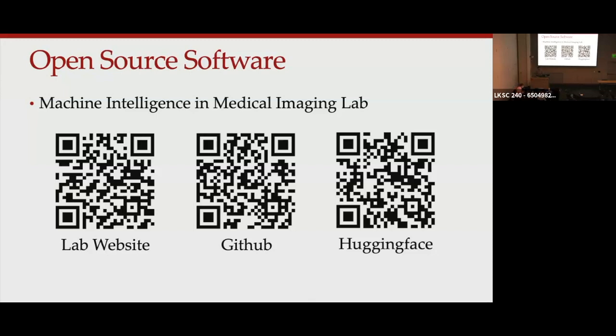Great. Thanks for the interesting talk. How does your model perform on 3D imaging data?